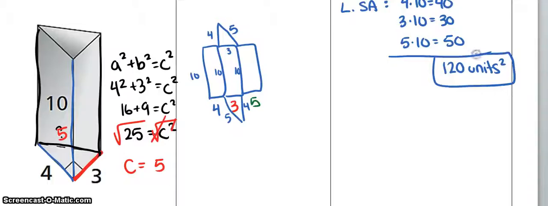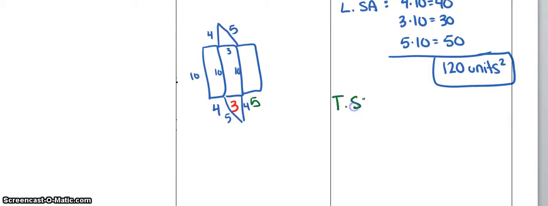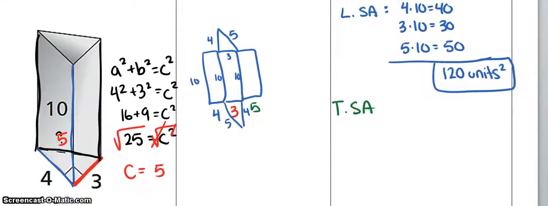Now if I want to find the total surface area, so I'll just call that T, T for total. Total surface area, I have to include the bases. So total means I'm going to take the area of everything on the shape. So I know that the lateral surface area is 120 units squared. I have to add the area of the bases. In order to find the area of a triangle, it's base times height divided by 2.